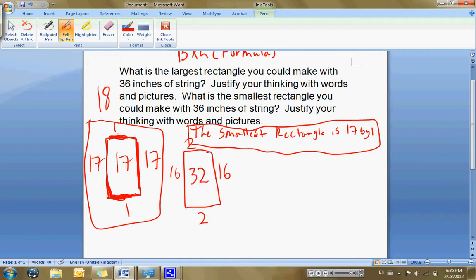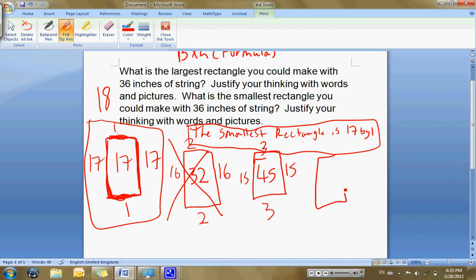So now we can go and check some more. Now we go 3 and 15. So 15 times 3 is 45. So now this is not the largest you can make. Let's check some more. Now 4 and 14. Do the formula, base times height. 4 times 14 is 56. So now this is not the largest.